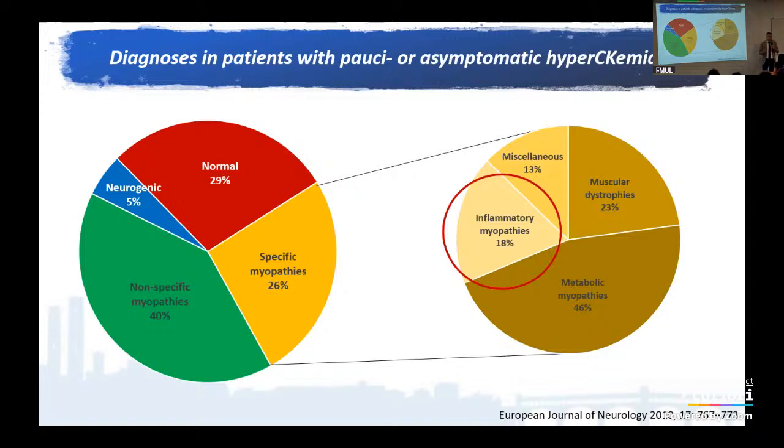And specific myopathies are in 26%. Mainly inflammatory myopathies, muscle dystrophies, miscellaneous, and in particular also a great number of metabolic myopathies. So you should consider this when we are looking at one patient with an increased level of CPK. It's very possible that the diagnosis is not myositis, but could be another diagnosis or no diagnosis at all.